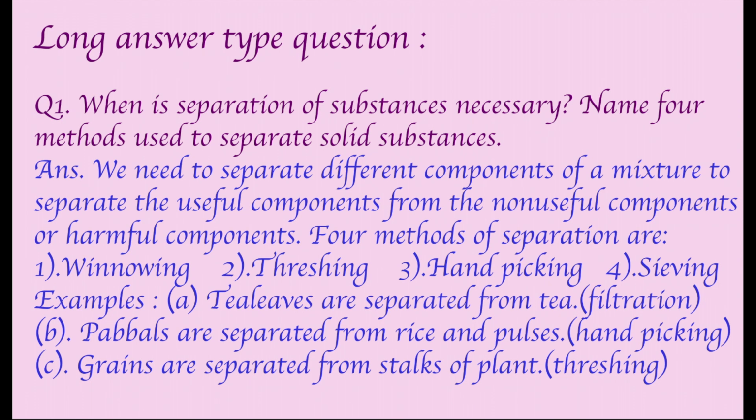Examples: A. Tea leaves are separated from tea, filtration. B. Pebbles are separated from rice and pulses, that is hand picking. And C. Grains are separated from stalks of plants, that is threshing.